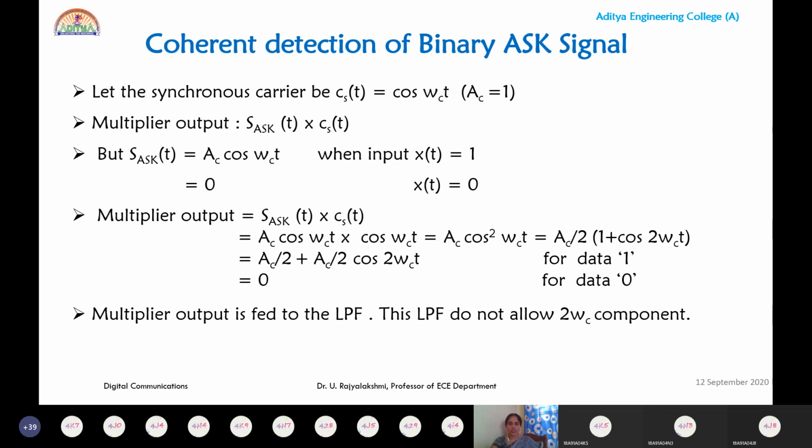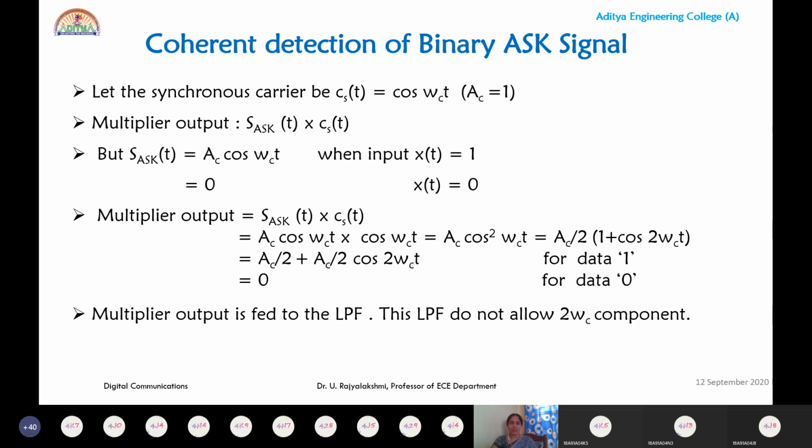You can represent cos square omega ct using trigonometric expressions as 1 plus cos 2 omega ct divided by 2. That's why we took A_C by 2 multiplied by 1 plus cos 2 omega ct. Now you split the expression, so you will get A_C by 2 plus A_C by 2 into cos 2 omega ct. This is for data bit 1, and for data 0, the multiplier output is 0.